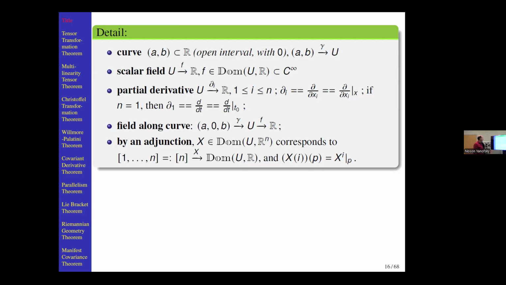Okay, and then there's an adjunction possible here. It's a little currying. If you have an n-valued dependent variable defined on a domain, you can bring the n over to the other side of the adjunction, and so you can have a map from the list of digits from 1 to n into the smooth maps from U to the real numbers, the scalars. And then here's a notation I use over and over again. If capital X is your field, evaluated at a point P, its ith coordinate is denoted by that.